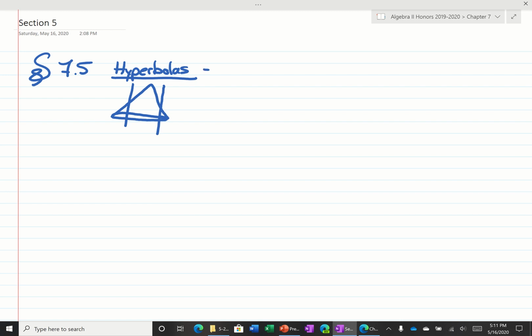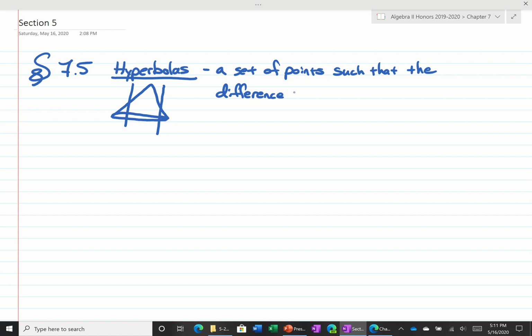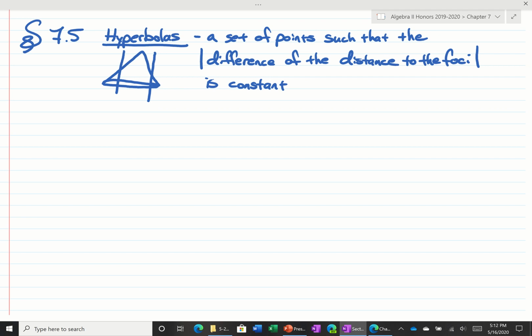The actual definition of a hyperbola is a set of points such that the difference of the distance to the foci is constant. So we're going to have two foci again. When we're talking about distance, it's always absolute value. But if you were to find the distance to the foci, you subtract them for each branch, you would get the same number. So let me show you what this looks like.